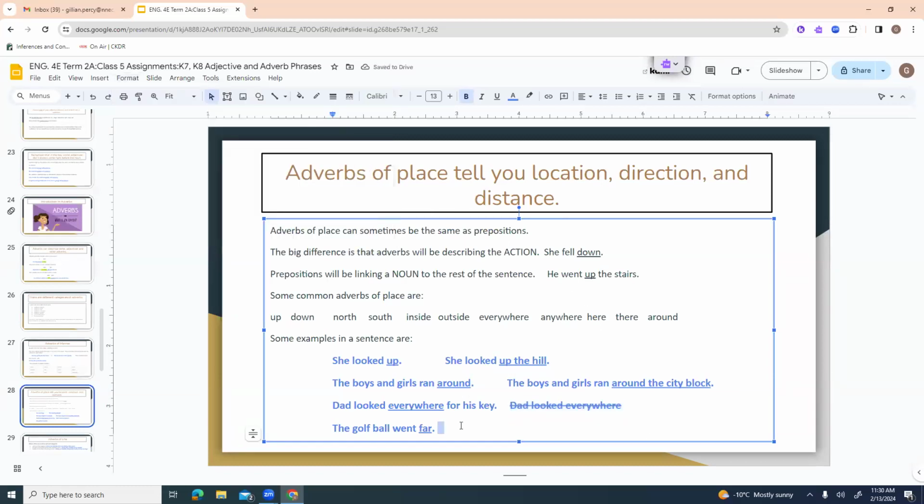The golf ball went far. Let me see here. The golf ball went far into the street. Nope. Let's see. Far off course? Off the course. Okay, I think that works. Far off the course is, I believe, working as a prepositional phrase there. Okay, hang on.